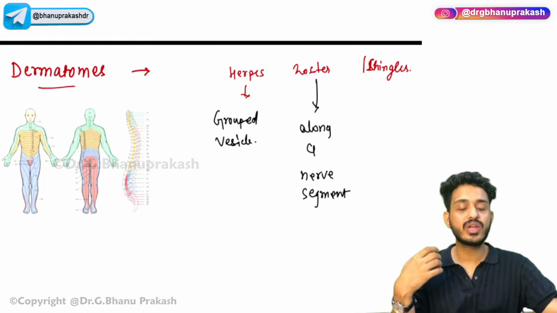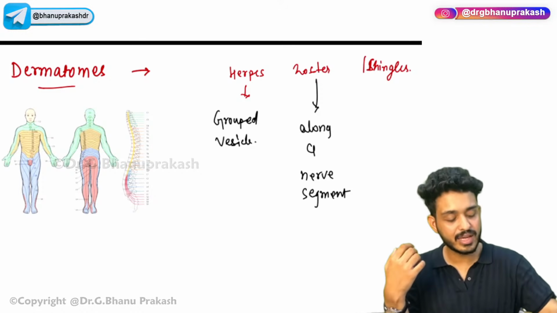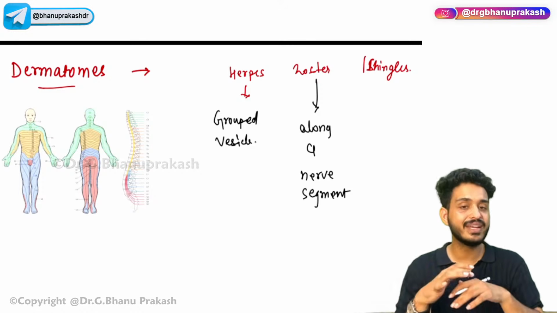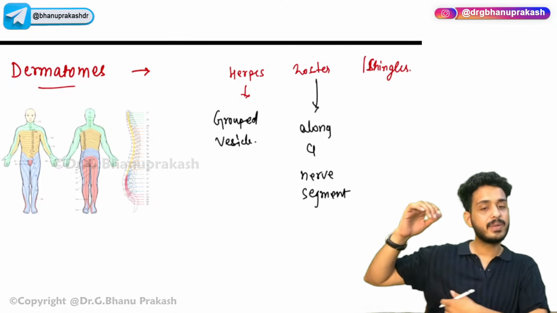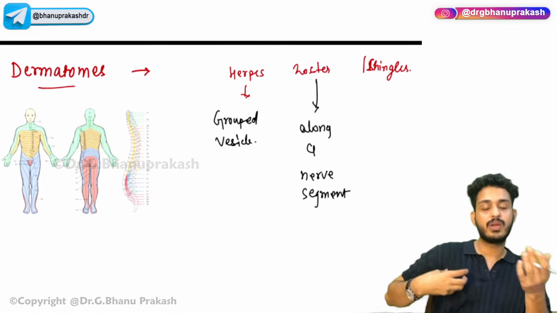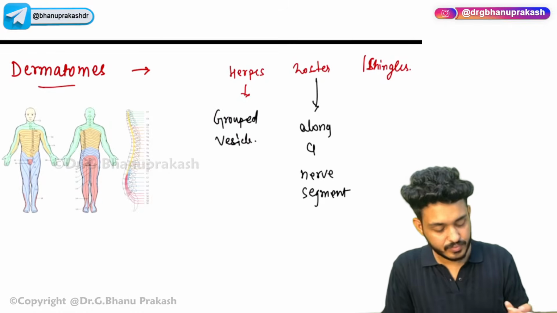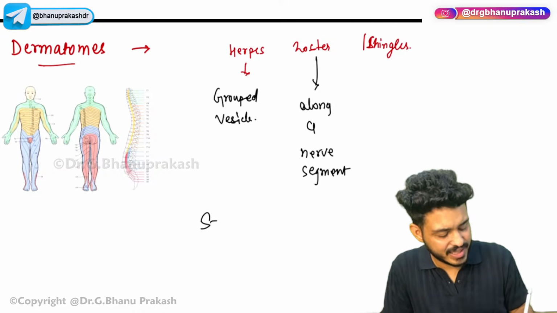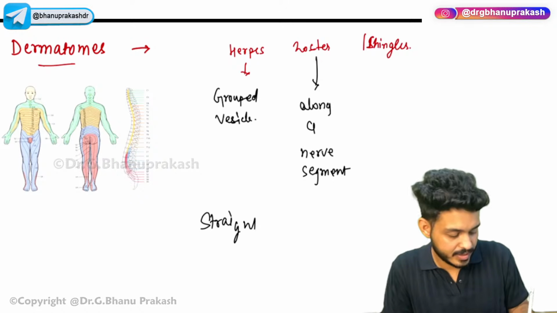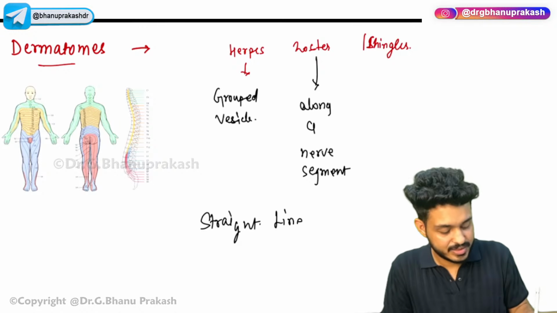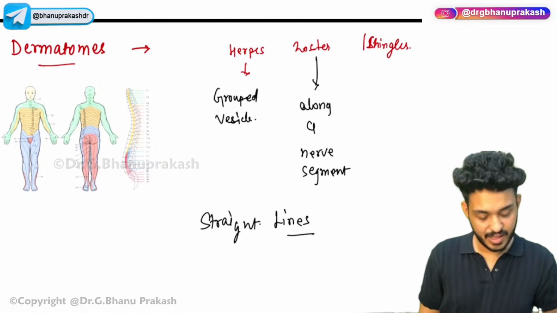So whenever you are looking at herpes zoster, you will be having it along a nerve segment. For example, thoracic nerve segment is the most common. Okay, it can be happening like that. Okay, so that is the dermatomes. They are basically straight lines. Dermatomes you can easily understand.